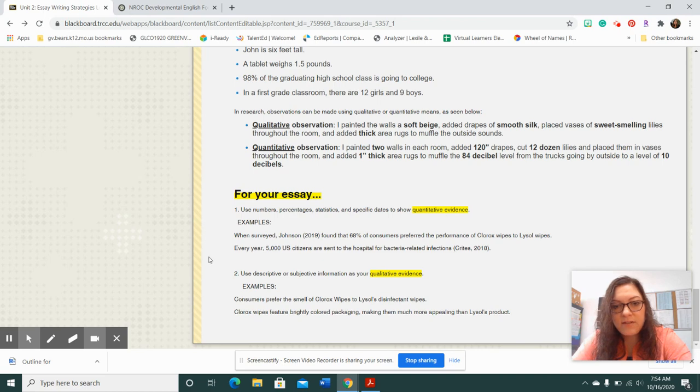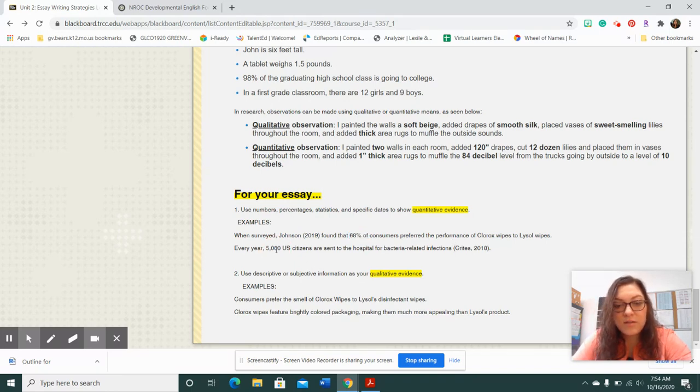So quantitative evidence could have been when surveyed, Johnson 2019 found that 68% of consumers preferred the performance of Clorox wipes to Lysol wipes. That's quantitative because I'm citing information and I am using specific percentages or statistics.